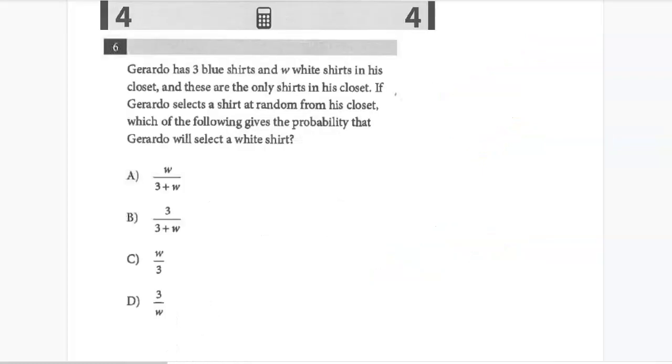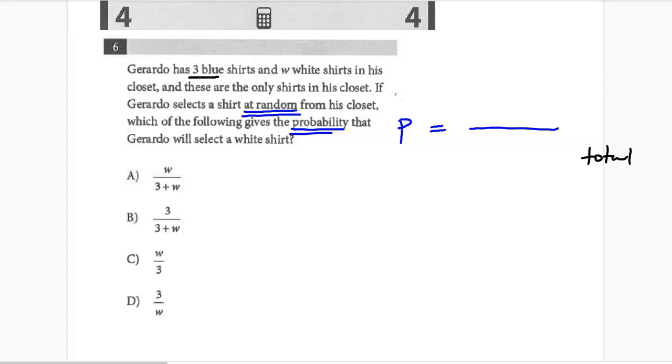Number 6, Gerardo has 3 blue shirts and W white shirts in his closet. These are the only shirts that he has. If Gerardo selects a shirt at random from his closet, which gives the probability? All right, so statistics problem here. Remember, probability is basically the number of ways that something can be chosen out of the total possibilities. So the total shirts go down here on the bottom. This is going to be our total that's in his closet.